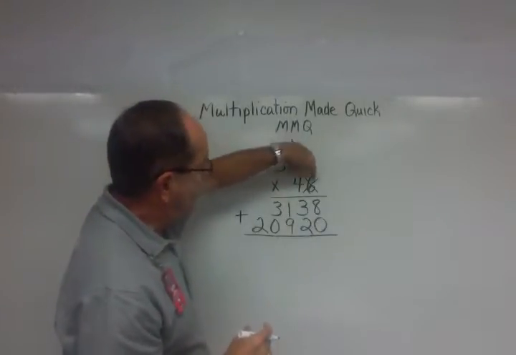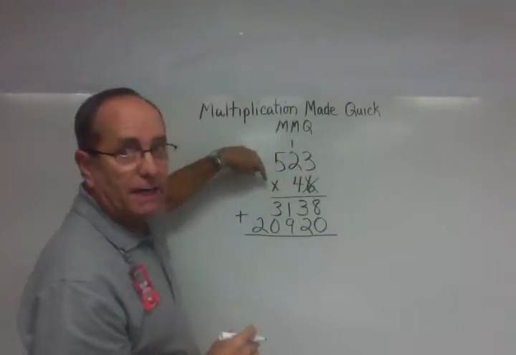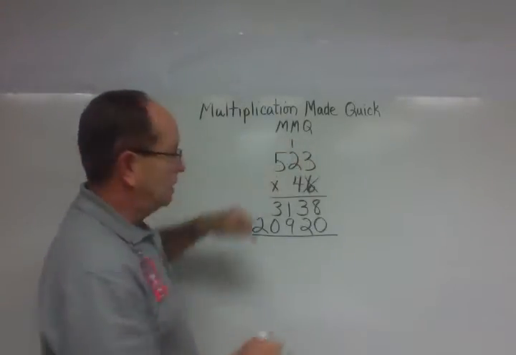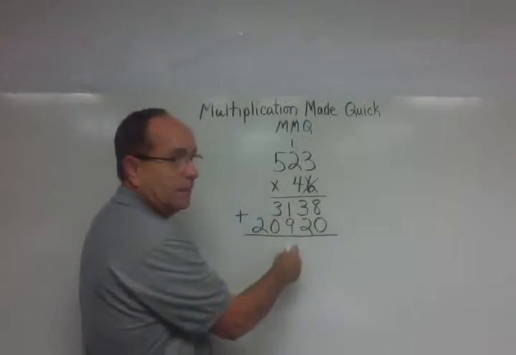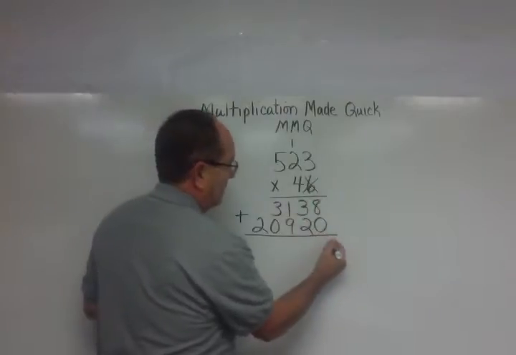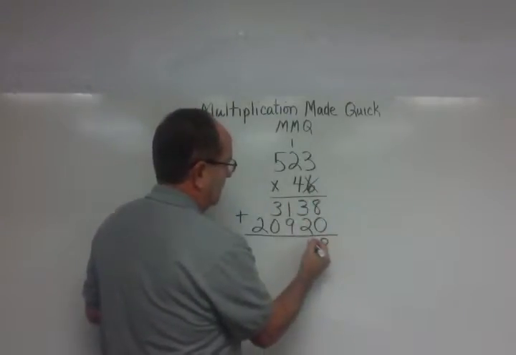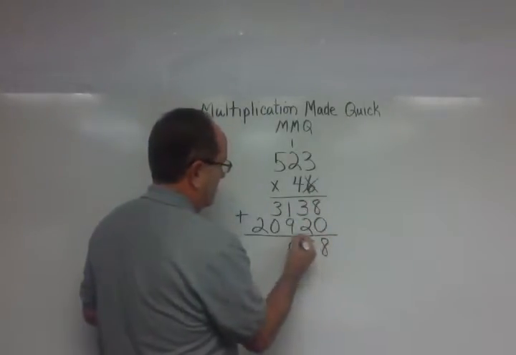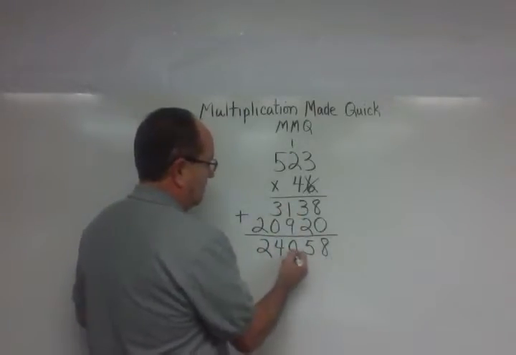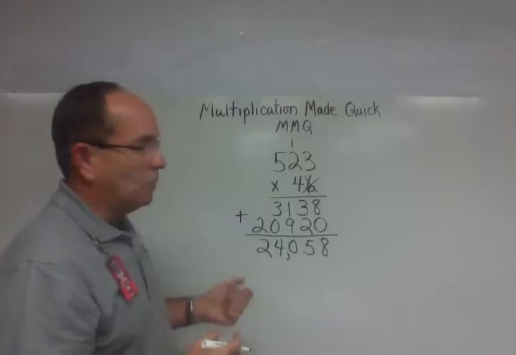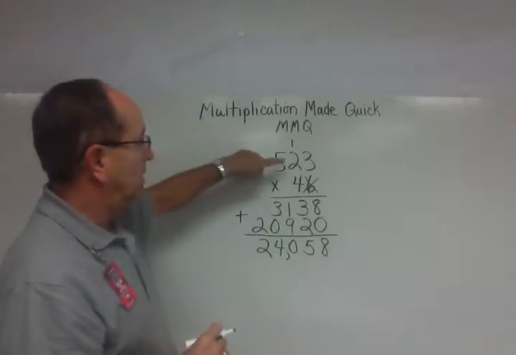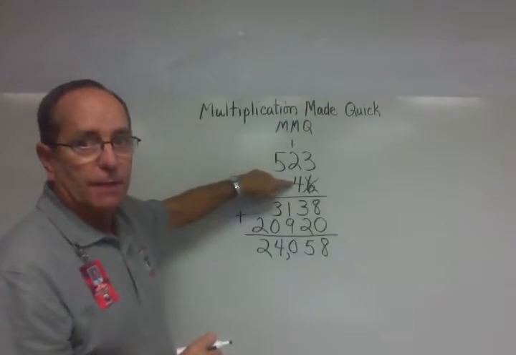How many digits I have in this bottom factor determines how many rows of numbers I'm going to add. So now I add those up. I get 8, I get 5, I get 10, carry a 1, 4, 2. So my number then becomes 24,058 by multiplying 523 times 46.